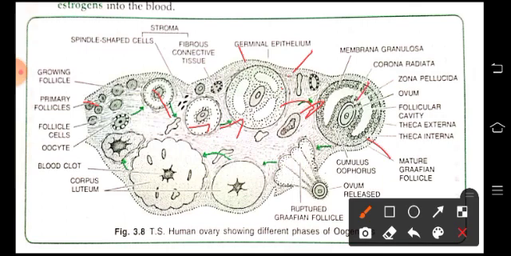Corona radiata, then zona pellucida in the middle, and this is the ovum, and this is the follicular cavity. It has two walls, theca externa and theca interna. Now after the graafian follicle ruptures, the ovum is released, and this is the corpus luteum, and this one is the blood clot. And again, the primary oocyte is here.